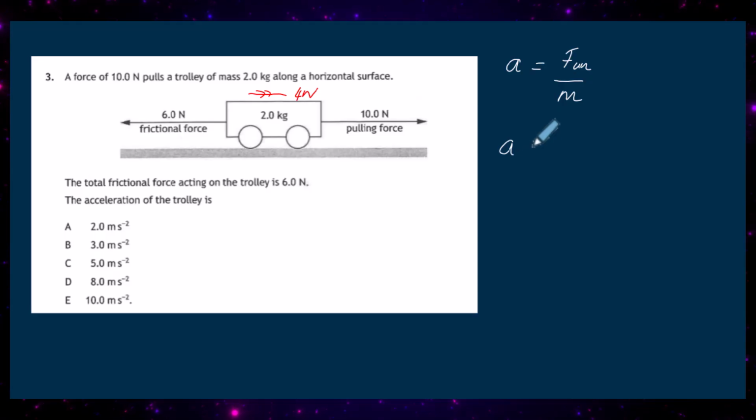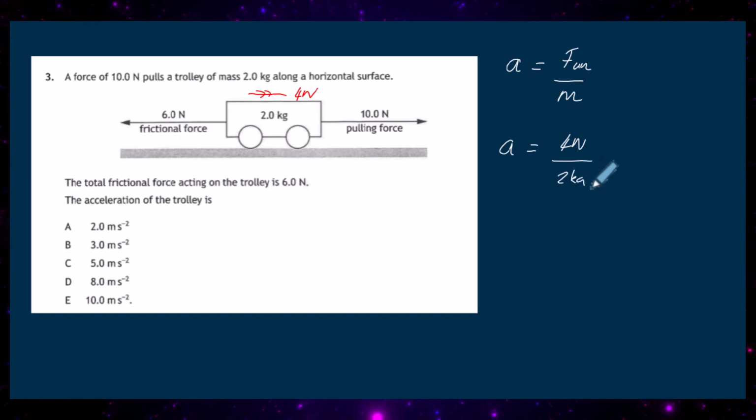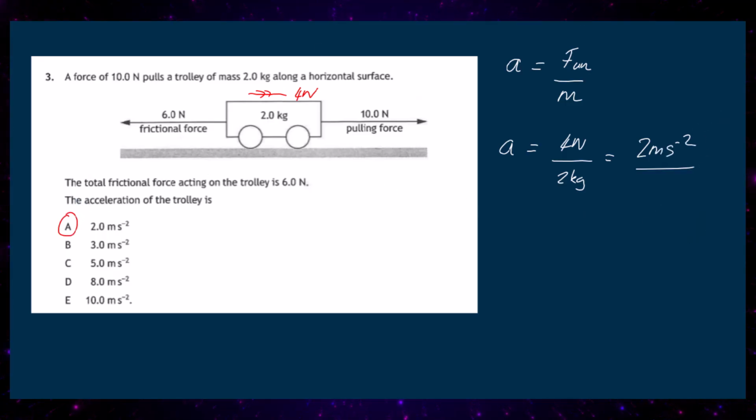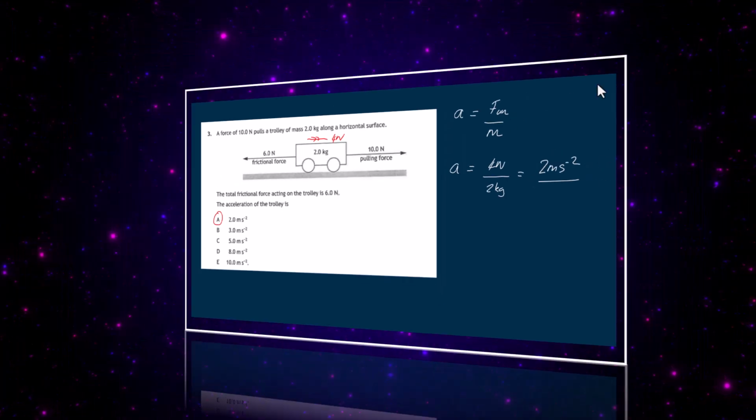So the acceleration is going to equal the unbalanced force, 4 newtons, divided by the mass of the trolley, which is 2 kilograms. And therefore the acceleration is going to be 2 meters per second every second. And that's going to give us the answer A for that one. 2 meters per second every second.